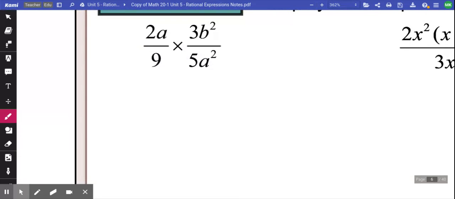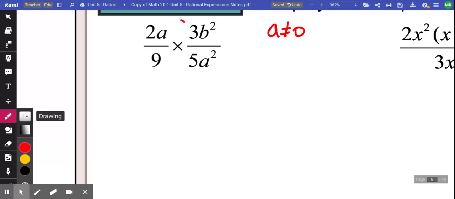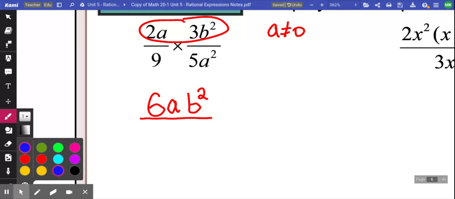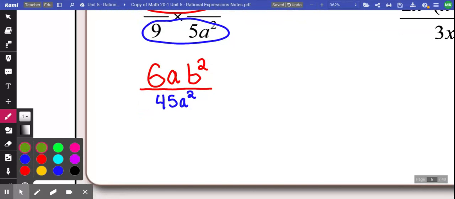Simplifying this. If I want to simplify this thing, the first thing I do is factor. I can't factor it. Second thing I do is state my NPVs. A cannot equal 0 in this question. If A equaled 0, that whole thing would be 0, and then I'd be dividing by 0, which is no good. Cool. Now we get into the simplifying. To simplify, you multiply the top. That's 6ab squared divided by, multiply the bottom. 9 times 5 is 45, a squared. Once you've done that, you then can simplify.